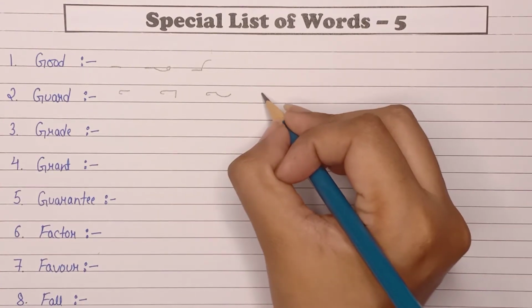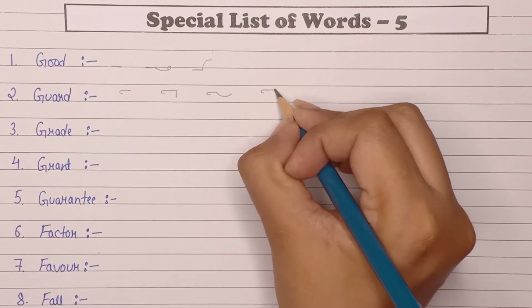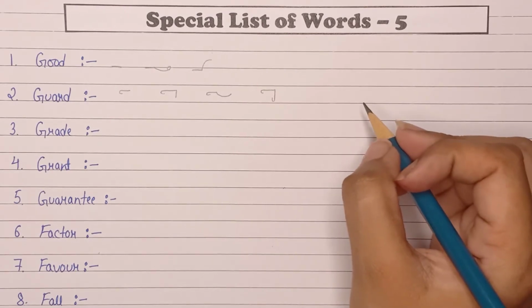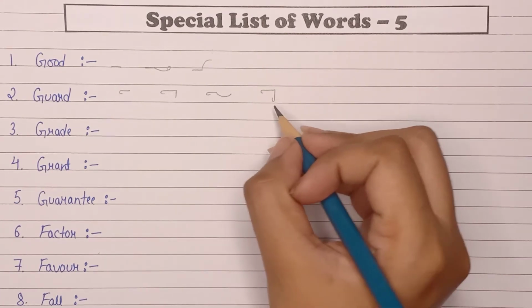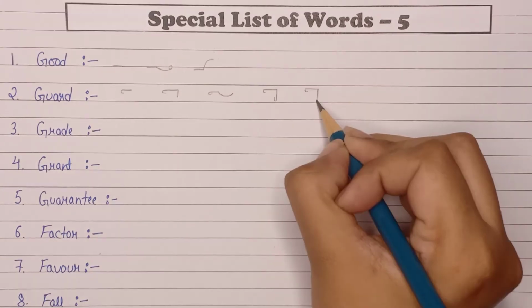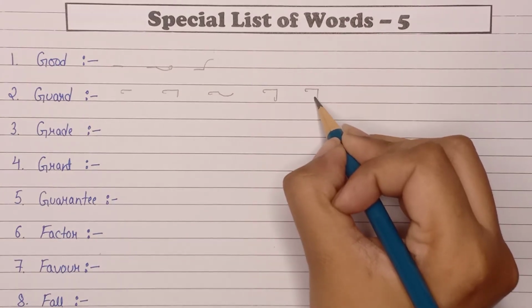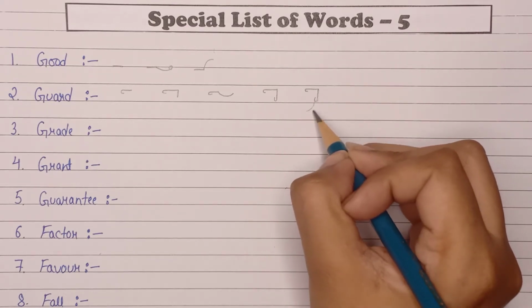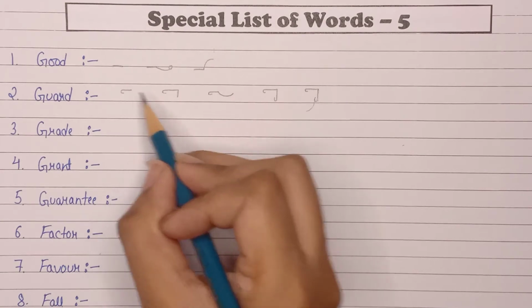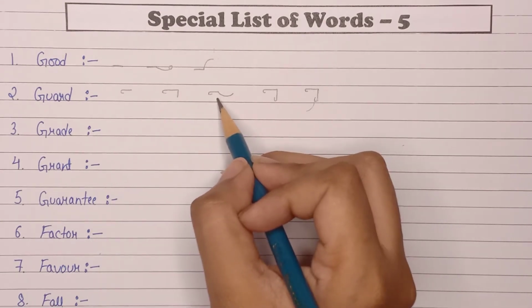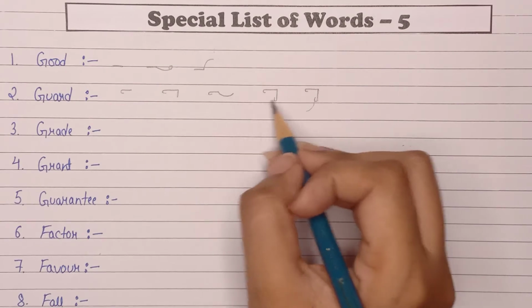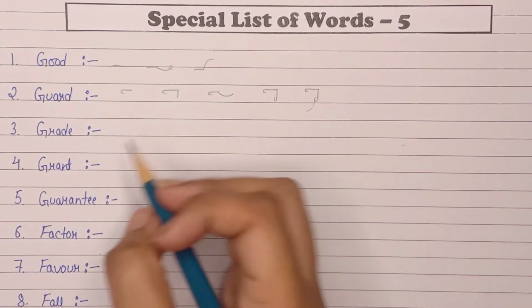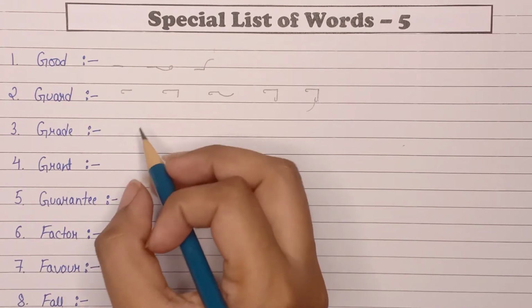Next, GRDN, guardian. Next is DN and SH. So this is guardianship. Okay, guarding, guardian and guardianship. Okay, next is great.